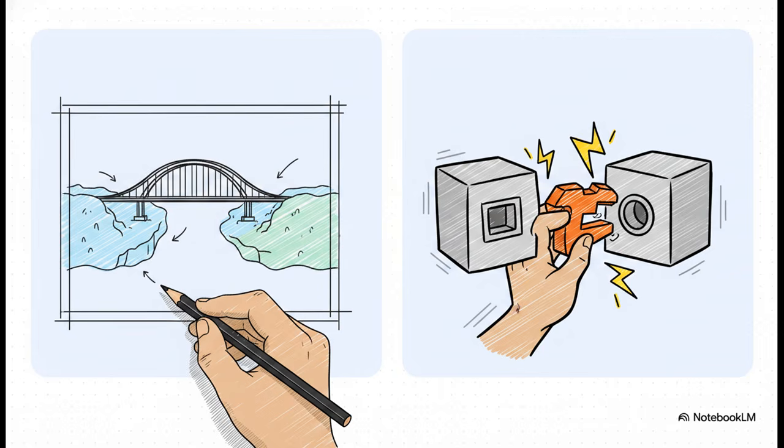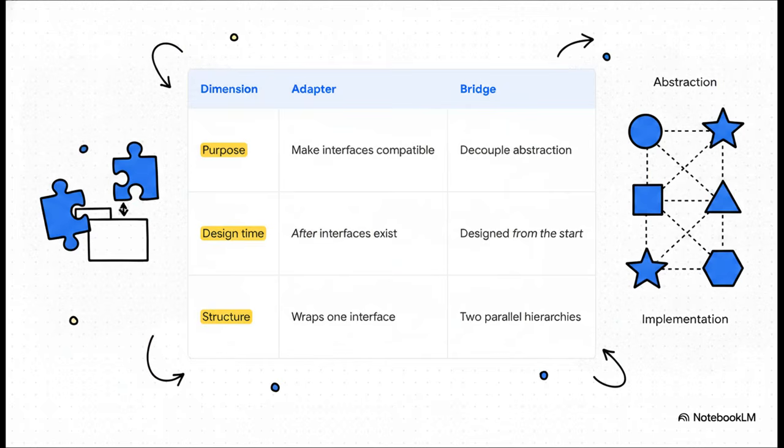It really all boils down to your intent. The bridge pattern is proactive. You use it from the beginning because you see these two different dimensions in your system and you know they're going to need to change independently. The adapter pattern, on the other hand, is reactive. It's a patch. You already have two things that weren't designed to work together, and you need to build something to make them compatible.